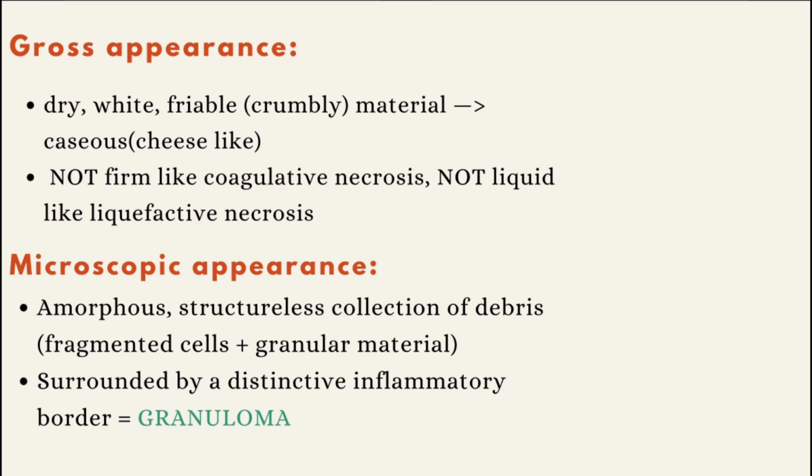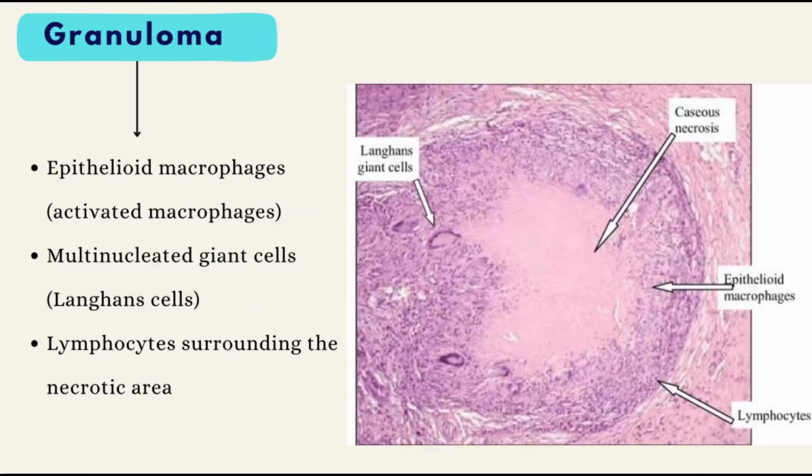On microscopy, it is an amorphous, structureless collection of debris, fragmented cells plus granular material, surrounded by a distinctive inflammatory border called a granuloma. This granuloma, which basically surrounds the caseous necrosis, consists of epithelioid macrophages, multinucleated giant cells, and lymphocytes.